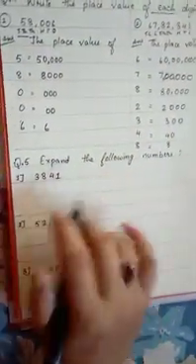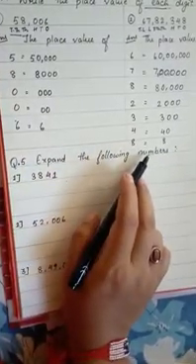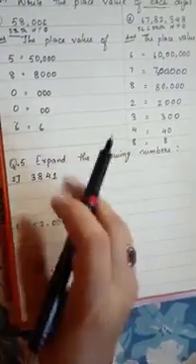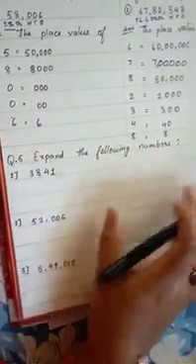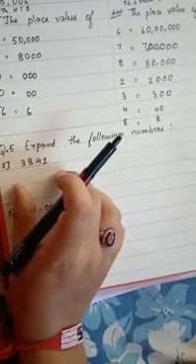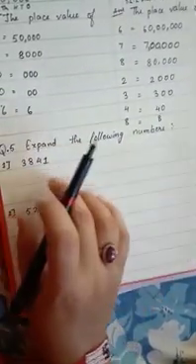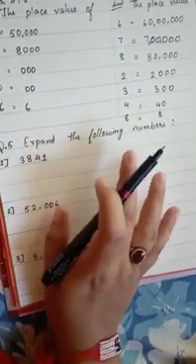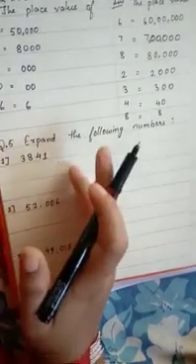Then the next question is: expand the following numbers. Expand means we have to elaborate, we have to make it large. This is a small number given to you; we have to elaborate and make it large by writing it in the place value order and multiplying that number with the place value.